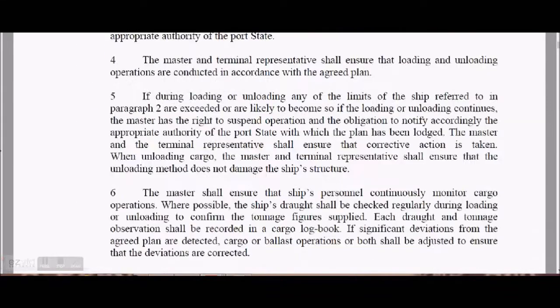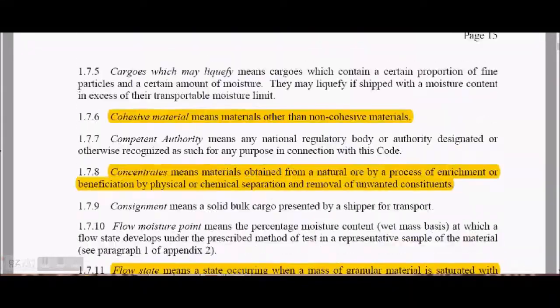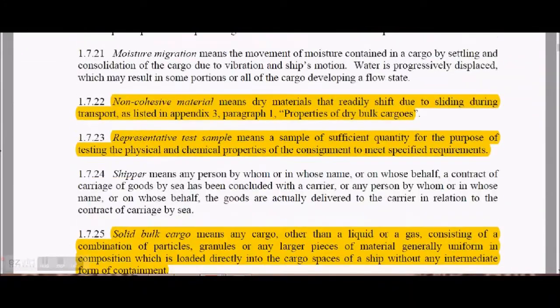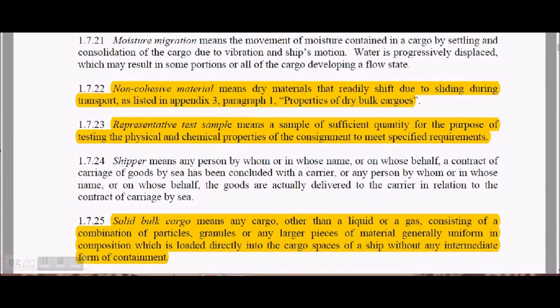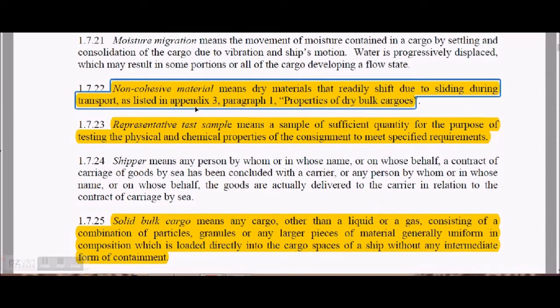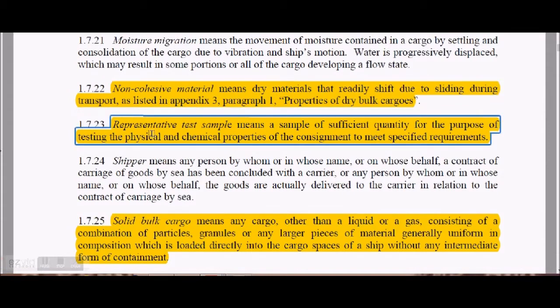Be non-cohesive. So we now know which materials are non-cohesive. Then, RTS, the representative test sample, means a sample of sufficient quantity for the purpose of testing the physical and chemical properties of the consignment. So RTS, here it is.